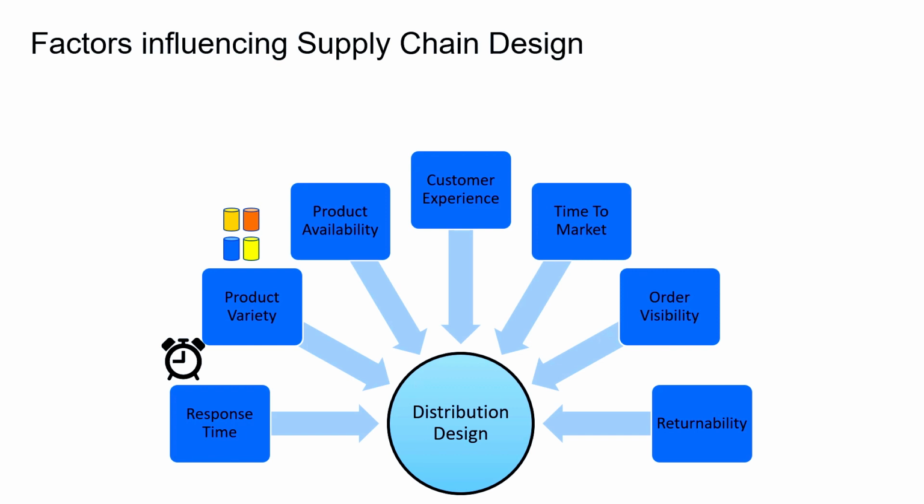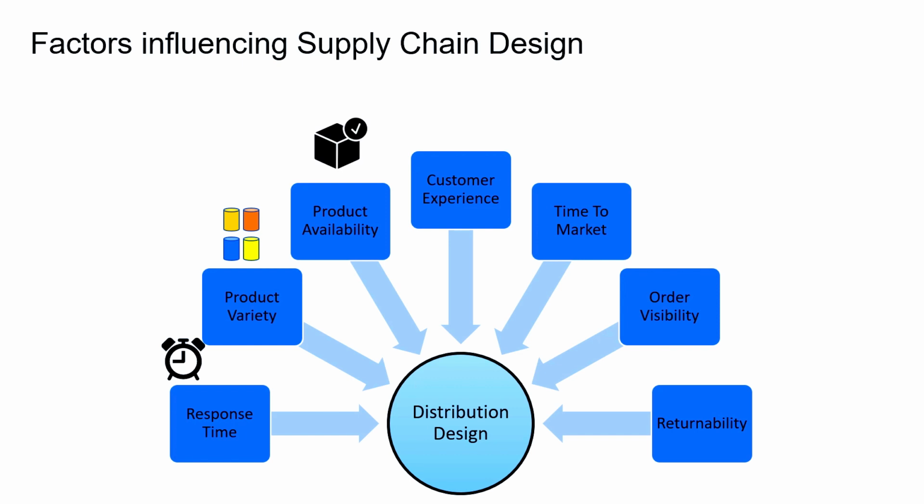Product variety is the different types of products and configurations offered by the supply chain. The more the variety, the more complex the supply chain is. For example, in cars, you have a very limited selection of colors since there is a huge cost involved in painting multiple colors for the cars. Next is product availability.